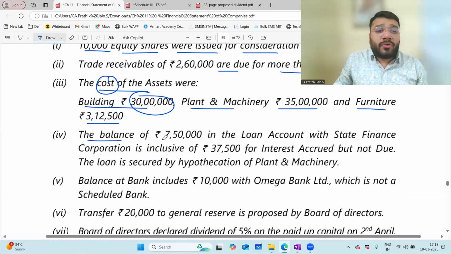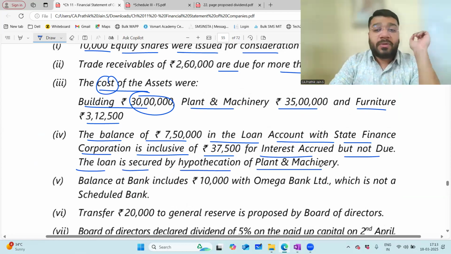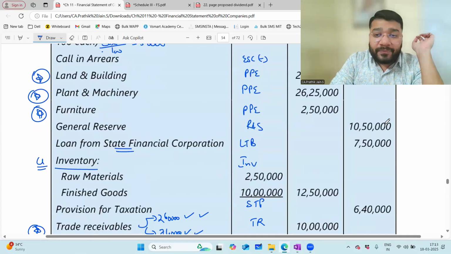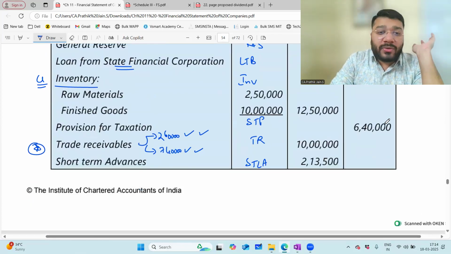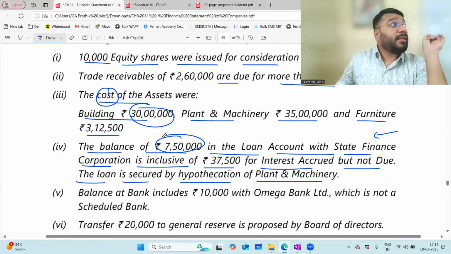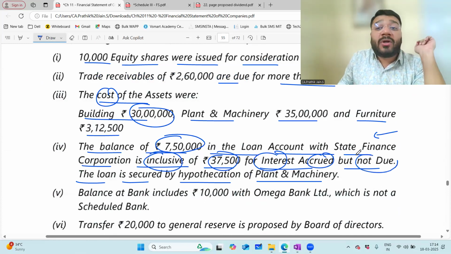The balance of rupees 7,50,000 in the loan account with State Finance Corporation is inclusive of 37,500 for interest accrued but not due. The loan is secured by hypothecation of plant and machinery. So this point is talking about the loan from State Finance Corporation. 7,50,000 is the total loan, sir. In this 7,50,000, which is there in the trial balance, loan from State Finance Corporation, there is a value of 37,500, which is interest accrued but not due.